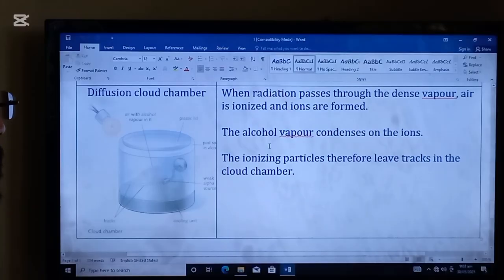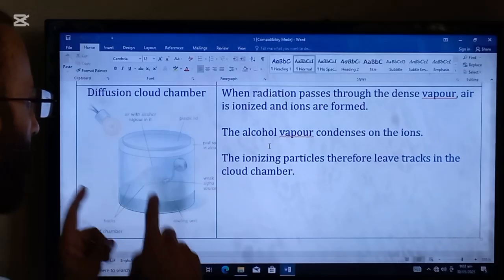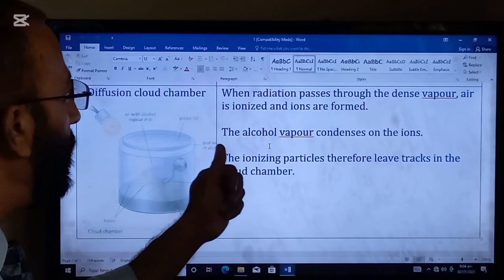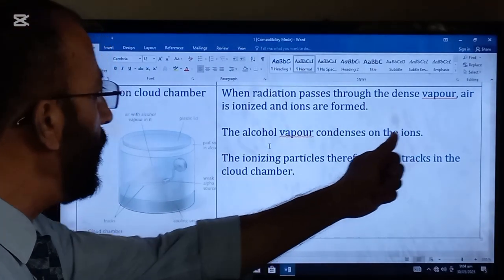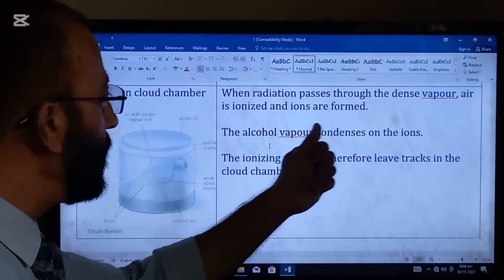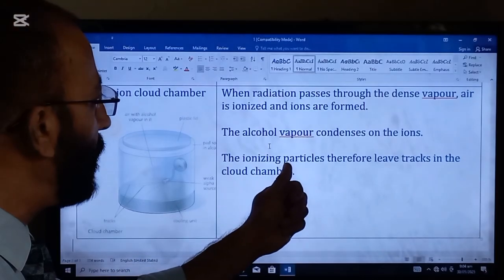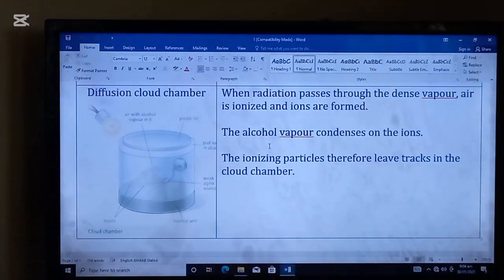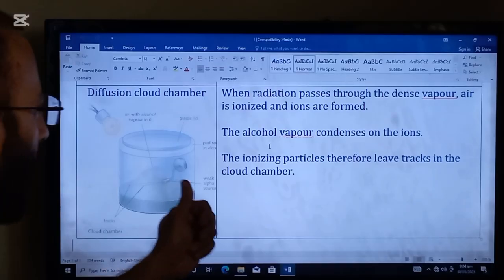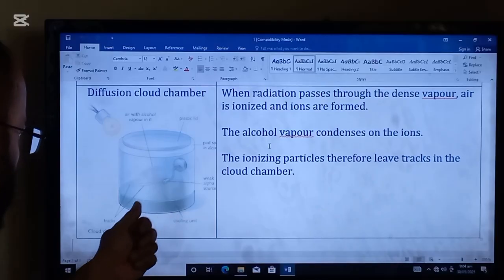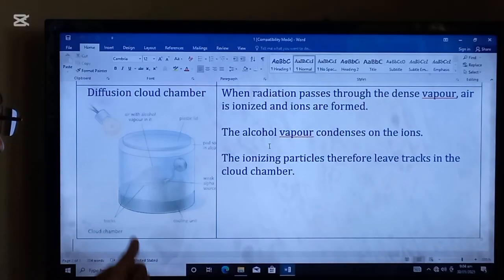The next is the diffusion cloud chamber. This is the picture of the cloud chamber. And the explanation of how it works is here. When radiation passes through the dense vapor, air is ionized and ions are formed. The alcohol vapor condenses on the ions. The ionizing particles therefore leave tracks in the cloud chamber. You can see the tracks in the cloud chamber.